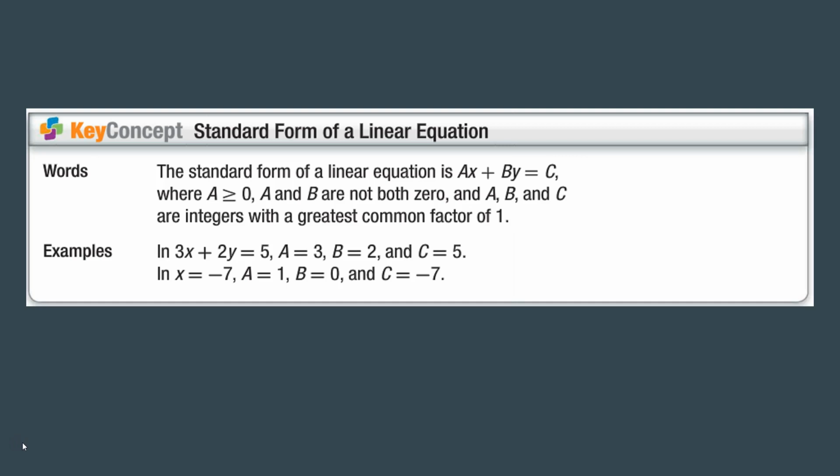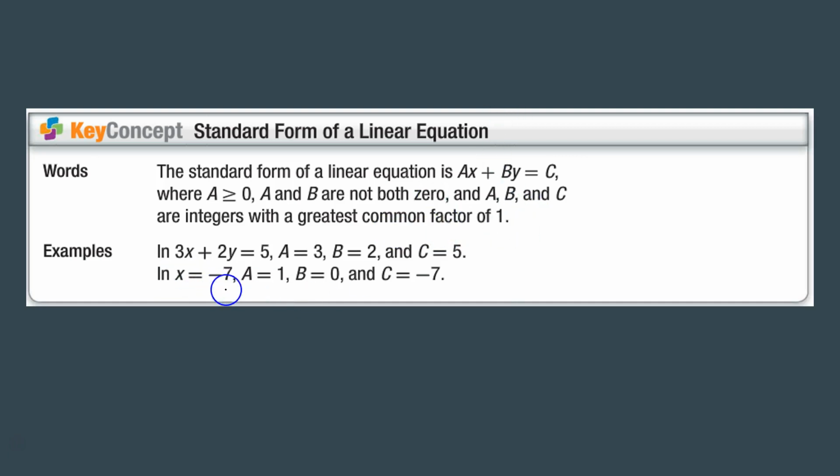Alright, let's talk about finding the standard form of a linear equation. The standard form of a linear equation is ax plus by is equal to c. A, b, and c are going to be the numbers in front of them. So it says where a is greater than or equal to 0. Has to be greater than or equal to 0. And b and a are not both zeros. And a, b, and c are integers with greatest common factor of 1.